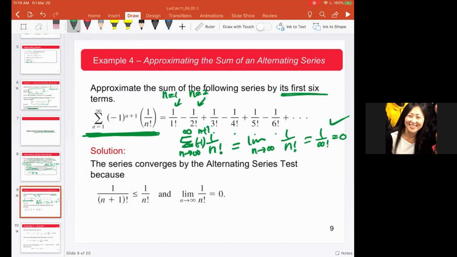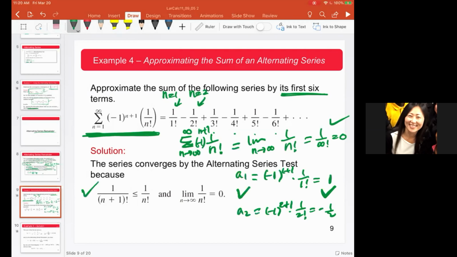And the second condition, I told you to just look at two of them, right? A1 and A2. So A1 is just equal to negative 1 to the 1 plus 1, times 1 over 1 factorial, which gives me 1. A2 would be negative 1 to the 2 plus 1, times 1 over 2 factorial, which is negative 1 half. So A1 is bigger than A2, and the second condition is also met.